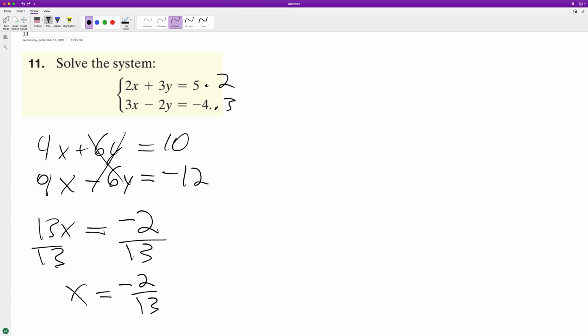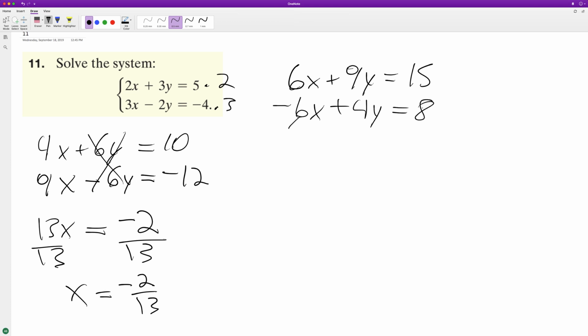But instead, what I'll do is I'll multiply the top by 3. So I'll get 6X plus 9Y equals 15. And then multiply the bottom by negative 3. So I get negative 6X plus 4Y equals negative 2. Add them together, we get 13y is equal to 23. Y is equal to 23 over 13.